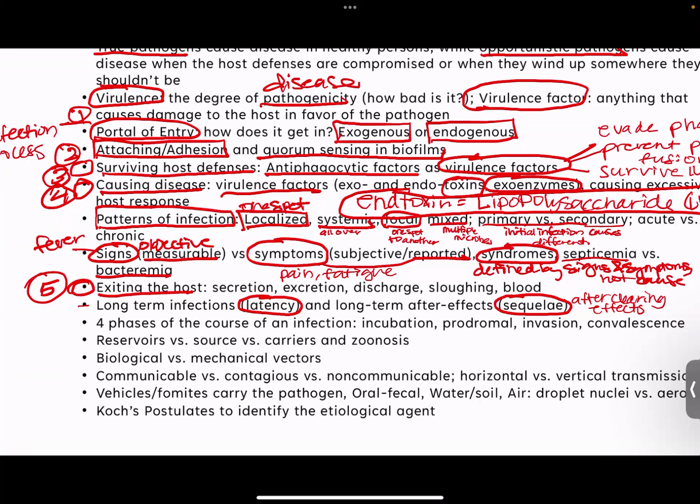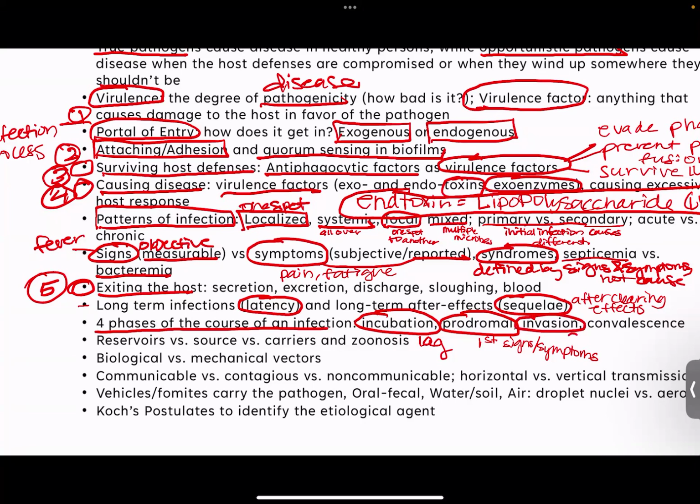The four phases of an infection align pretty closely with our bacterial growth curve. We have incubation, which aligns with our lag phase. The prodromal period is associated with our first signs and symptoms. You guys know what this is too. Ever had a cold where the day before you start getting really sick, you start having a scratchy throat and you feel a little tired and you're like, I'm coming down with something? That's the prodrome. So the prodromal phase is when you have your very first signs or symptoms.